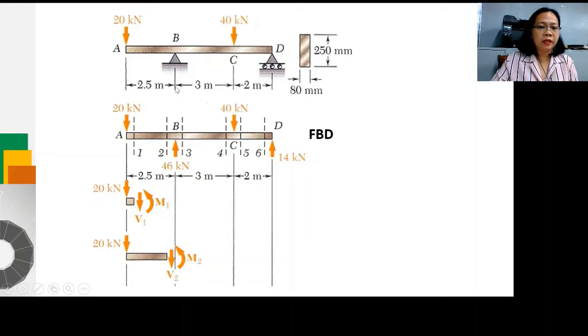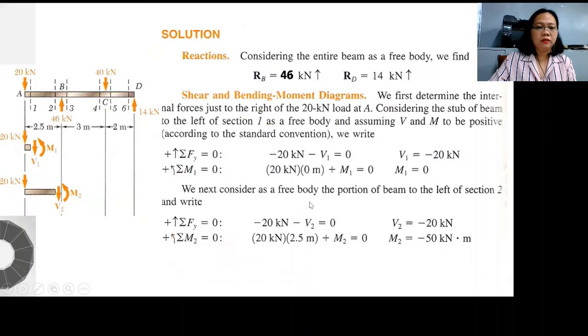So replace B with the reaction at B, and replace D with the reaction at D. We have no horizontal loading here, as you can see. So the horizontal loading at B is 0, so it's negligible. Then we try to consider the entire beam as a whole. So we have the summation of all forces along X, along Y. We have two unknowns, reaction at B and reaction at D, RB and RD.